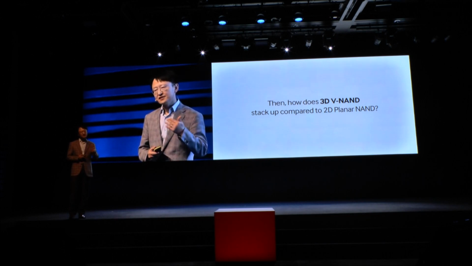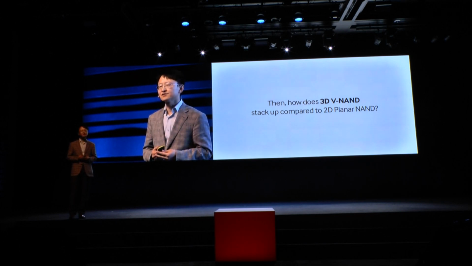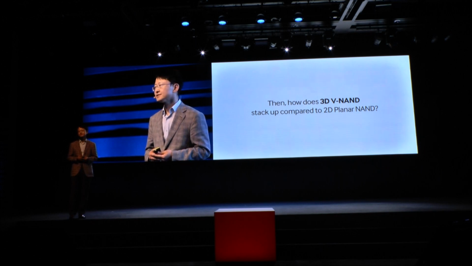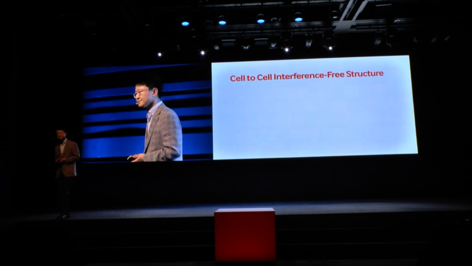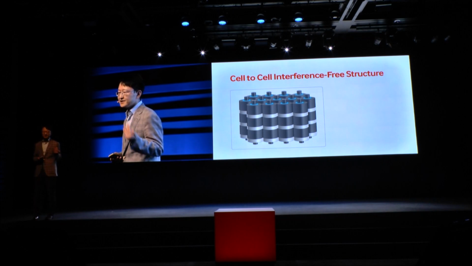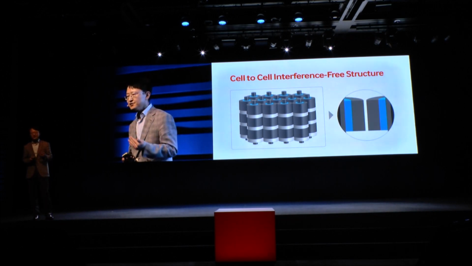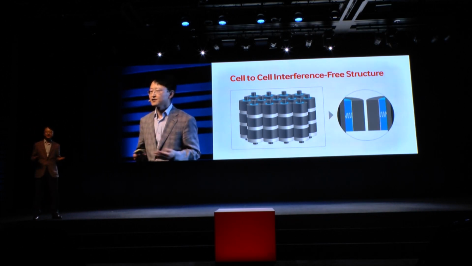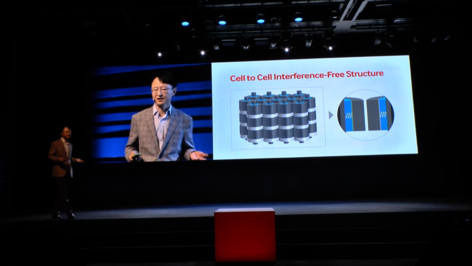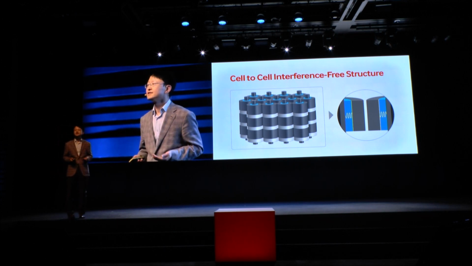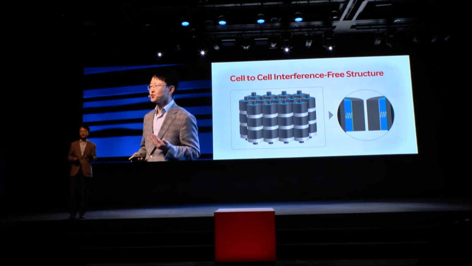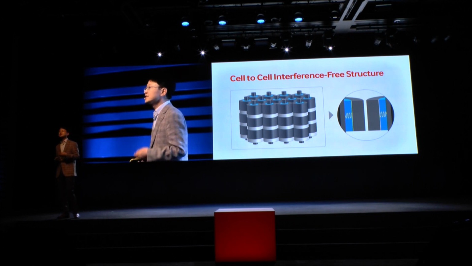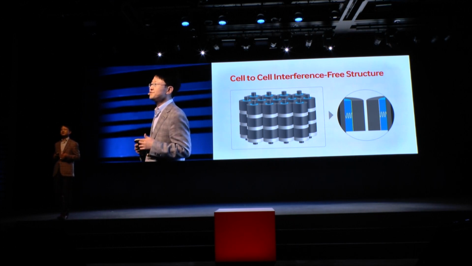Then, does this 3D V-NAND provide a solution to shrinking problems? In 3D V-NAND, as I said before, because the control gate covers the cell, there will be no interference structurally. In other words, just like a soundproof wall that prevents noise, there will be no cell-to-cell interference.